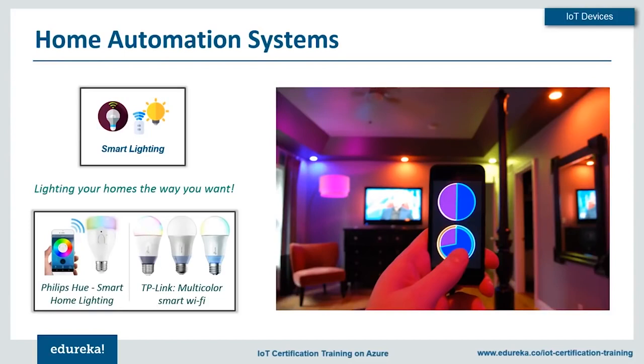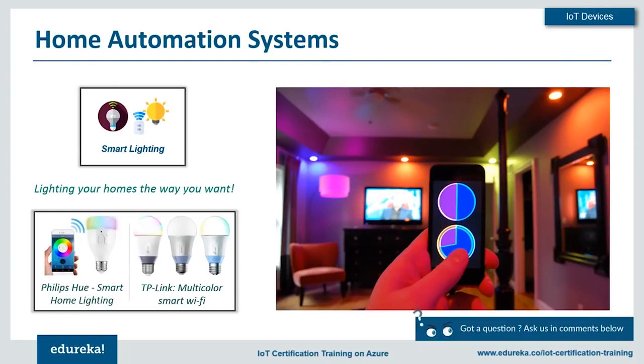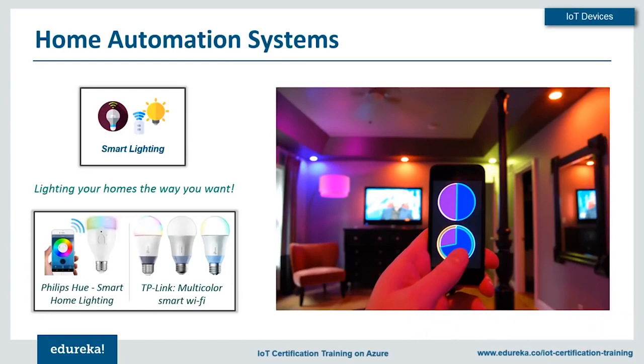And we must begin with the tunable smart lighting systems like Philips Hue Smart Home Lighting or the TP-Link Multicolor Smart Wi-Fi that can be easily controlled using your smartphones with the option of creating custom lighting automations from anywhere in the world by just being connected to the internet. With smart lights like these, you could turn them on or off anytime and tune the color and the brightness of lights in your homes remotely, no matter wherever you are.